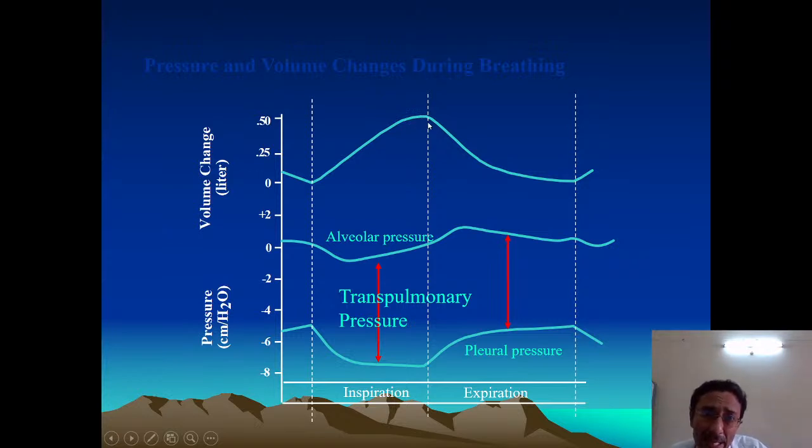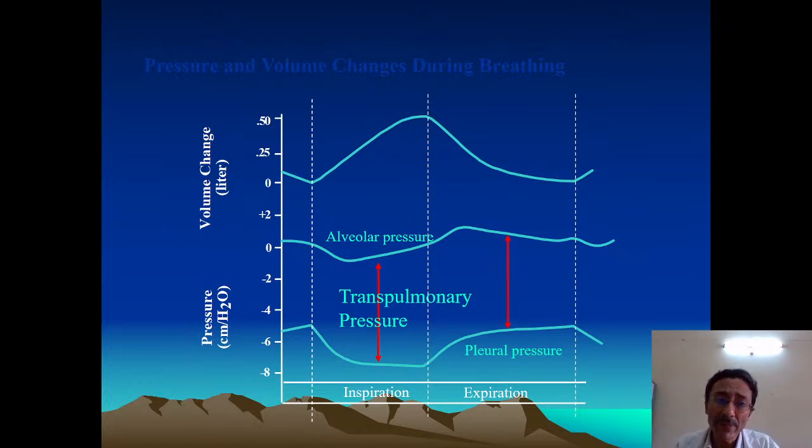Now after 1 second the expiration begins. In the next 3 seconds expiration will happen. What will happen in the next 3 seconds? The diaphragm will relax, the external intercostals will relax. When they relax, they coil up, and the chest wall is elastic, the cartilages are elastic, they will recoil. So when they recoil, they will pull it back, as a result of which what will happen?